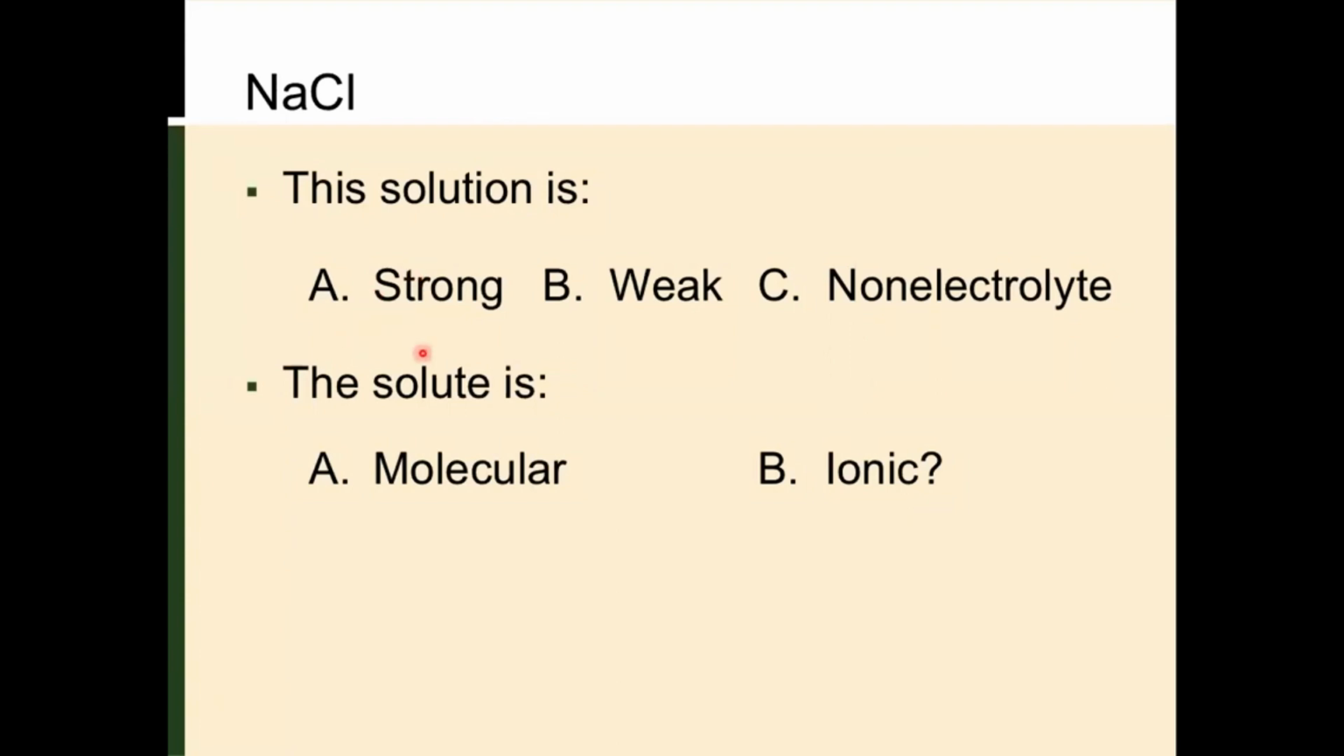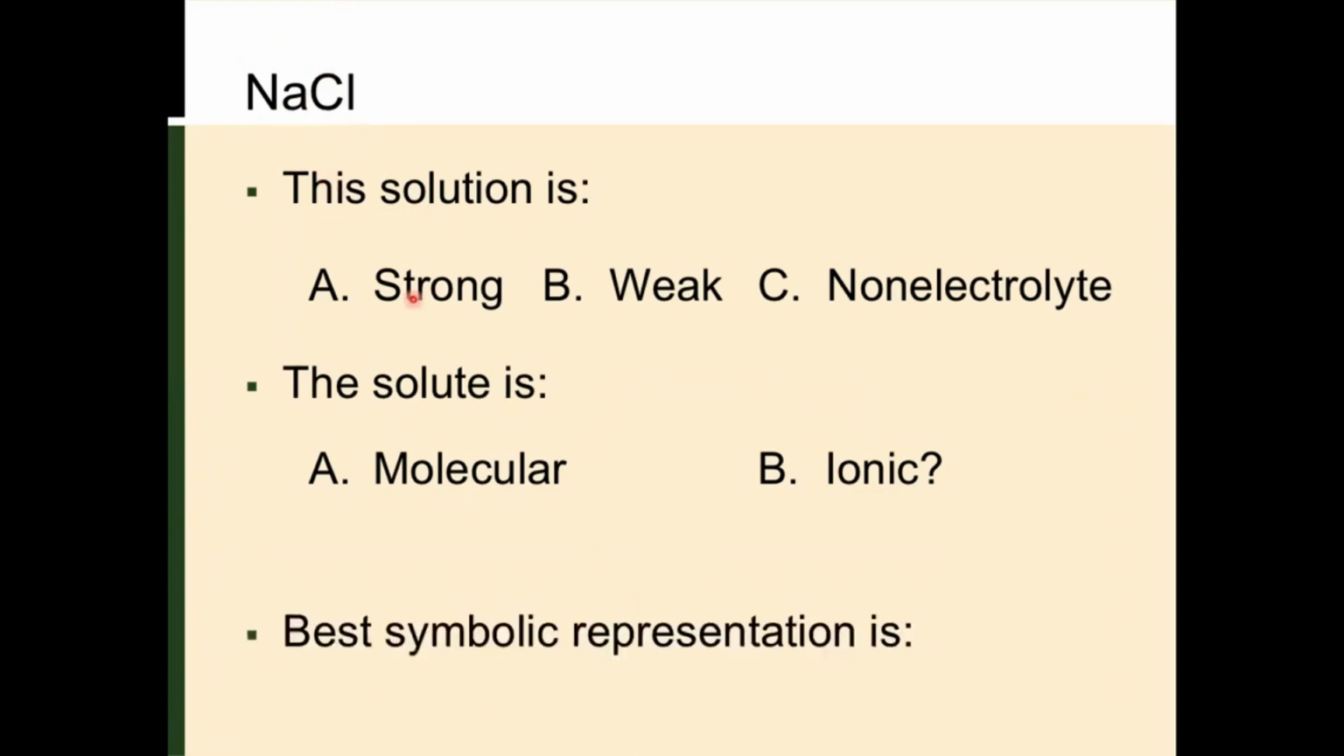Assuming the concentration is high. We're not told that, but we'll assume it is. So it's going to be a strong electrolyte. Is the solute molecular or ionic? Well, I already kind of told you that. It's going to be ionic because it is sodium chloride. This is the solute, the sodium chloride, dissolved in the solvent, which is in higher concentration than the solute. So the best representation is going to be this: Na+ aqueous and Cl- aqueous, both aqueous because they're both dissolved in water.